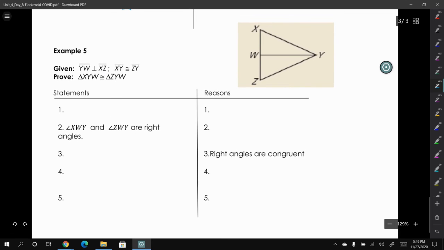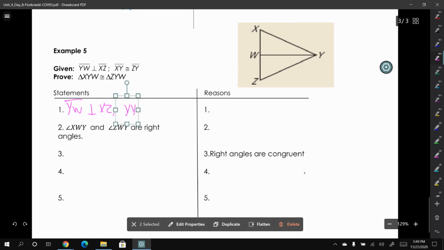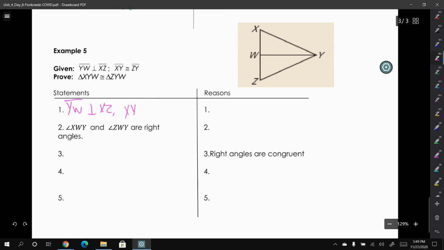All right, let's go with our given. YW is perpendicular to XZ, and XY is congruent to ZY. That's our given. And what we're trying to prove is triangle XYW is congruent to triangle ZYW. Okay, so then let's mark up our picture.